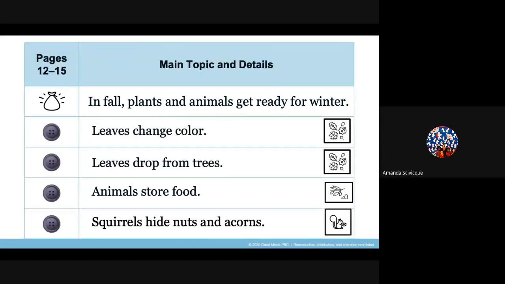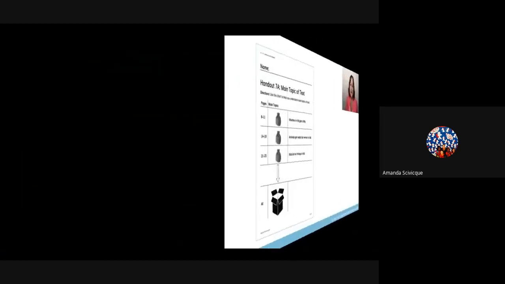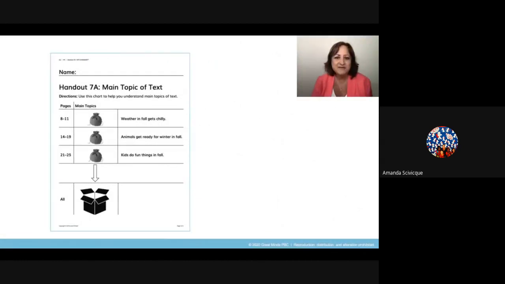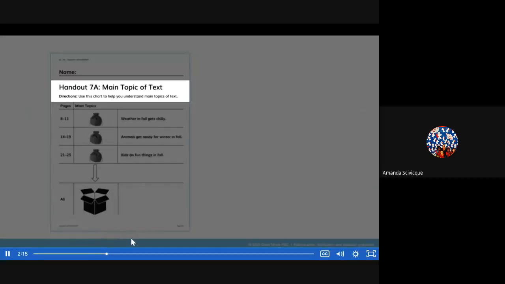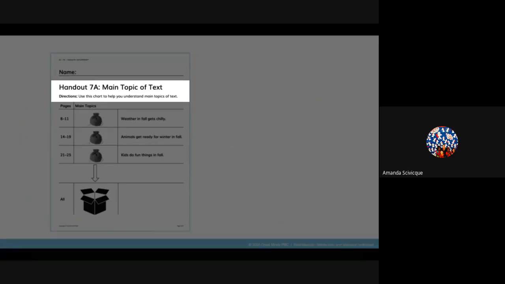Today, we are going to examine the topic statements of several sections in the book and then determine the main topic of the whole text. Let's get to it. Now it's your turn to do some powerful thinking and writing. Pause here to grab handout 7A. Read the directions to yourself, and then we can read them together. Use this chart to help you understand main topics of text.